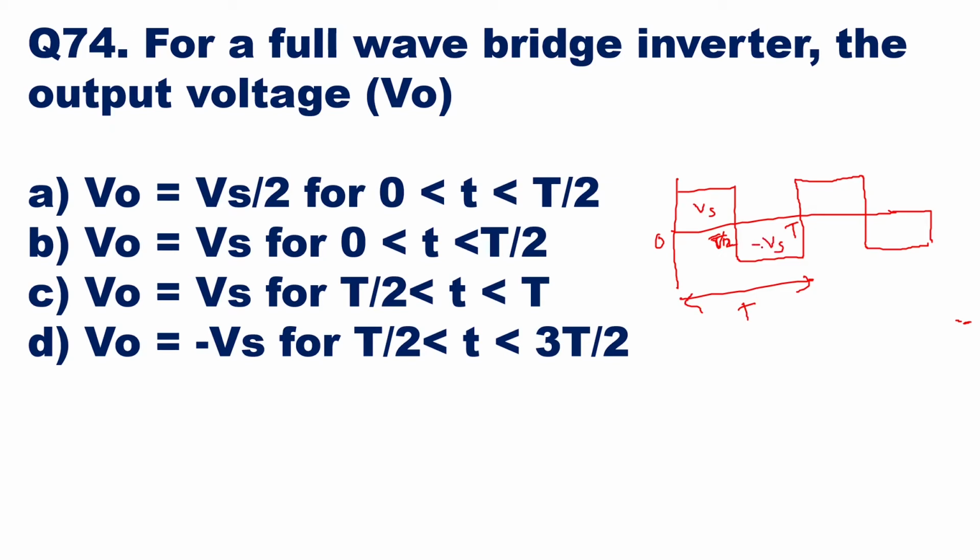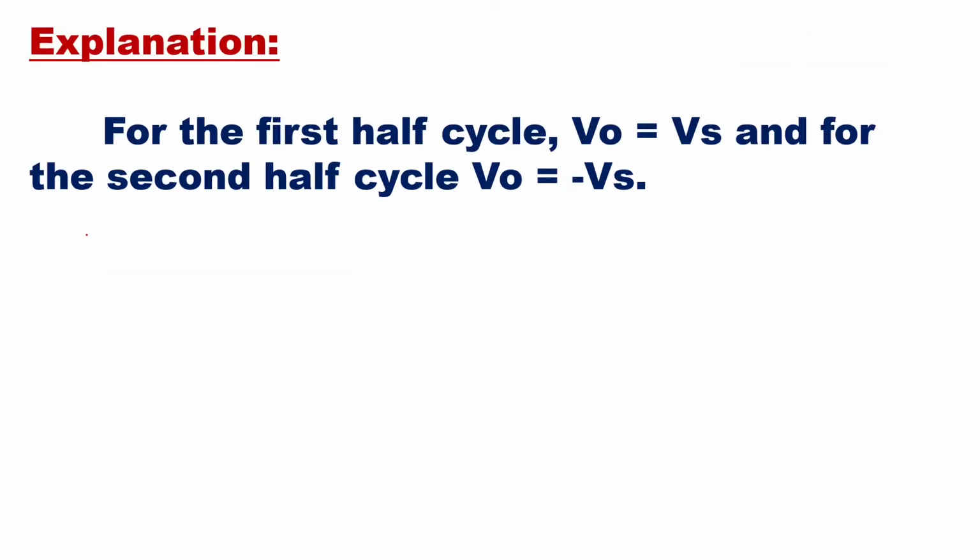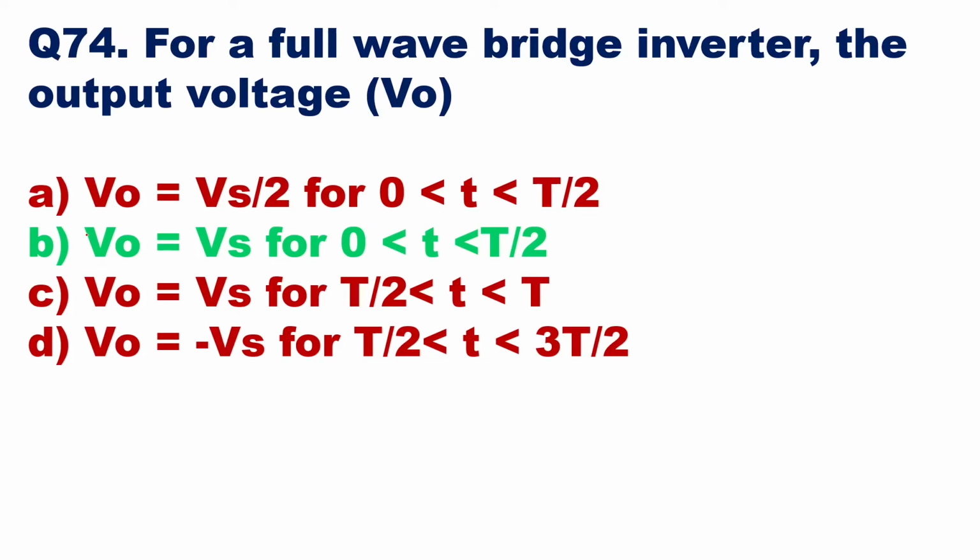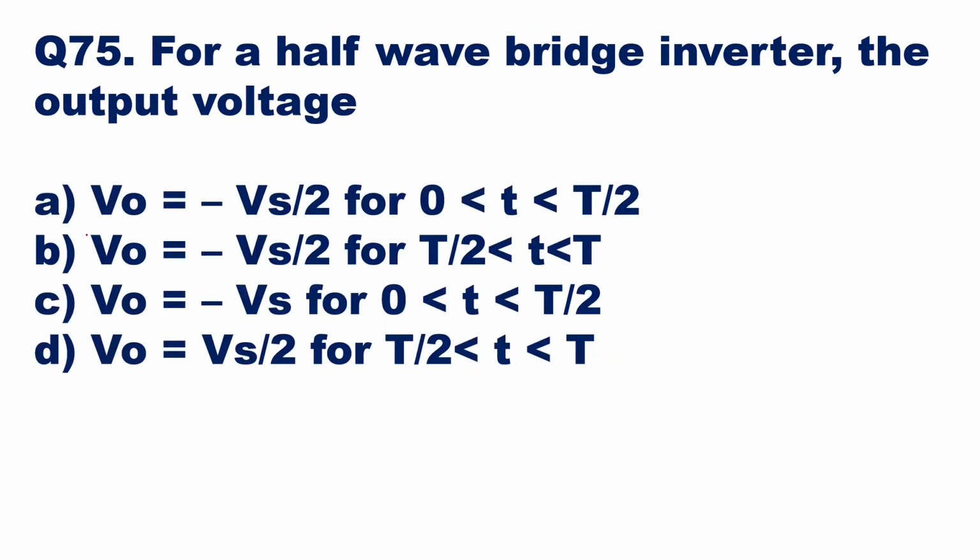So here output voltage is Vs from 0 to T by 2. So it is output voltage is Vs. So this option B will be the right answer here. V0 is equal to Vs for 0 less than time less than T by 2. So for the first half cycle, V0 is equal to Vs, and for the second half cycle, V0 is equal to minus Vs. So option B will be the right answer here. Then we'll go to question number 75.